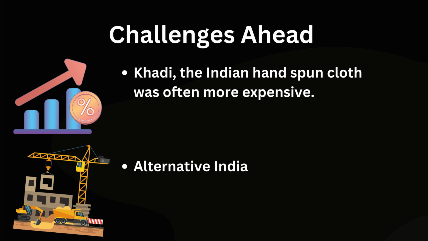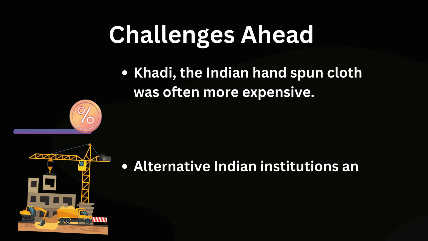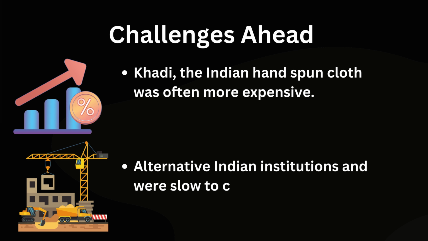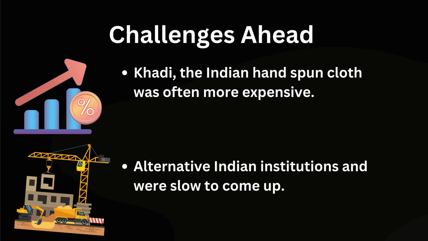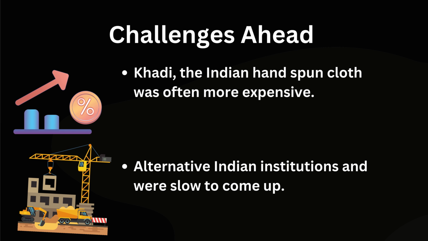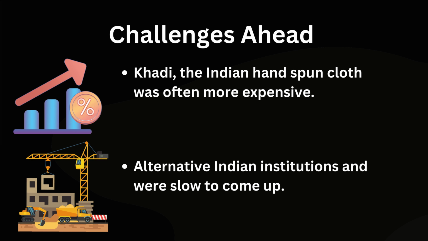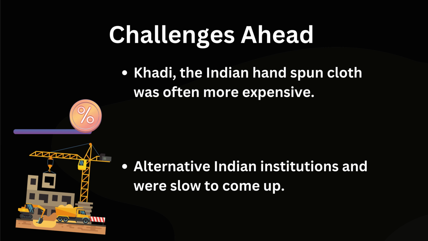Also, alternative Indian institutions had to be set up so that they could replace the British ones. These were slow to come. So students and teachers began to go back to government schools. Lawyers joined back work in government courts.